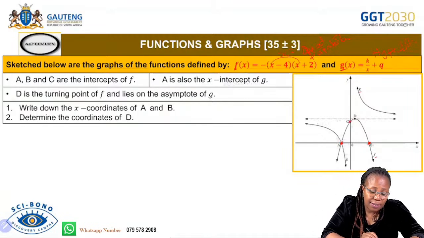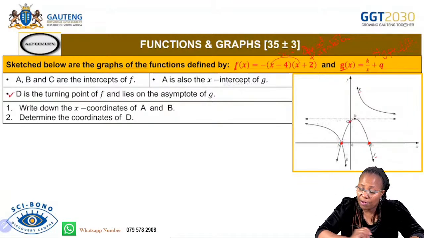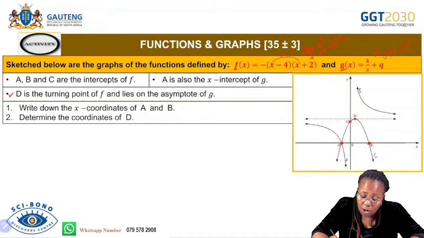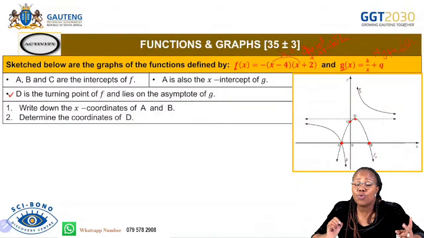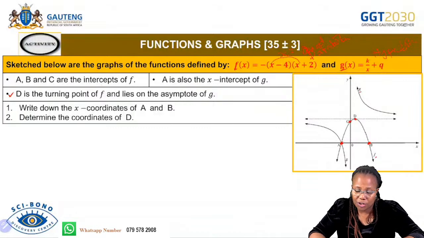And then D is the turning point of f. We have a D point there, which is the turning point of f, the parabola graph. And then it also lies on the asymptote of g. Can you see a dotted line that is passing through that D? That means point D plays two roles. It's a turning point for the parabola. It's an asymptote for the hyperbola function.